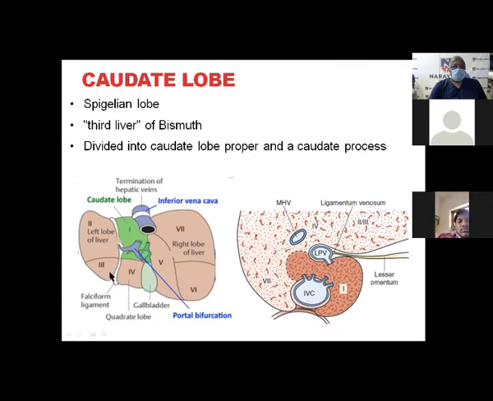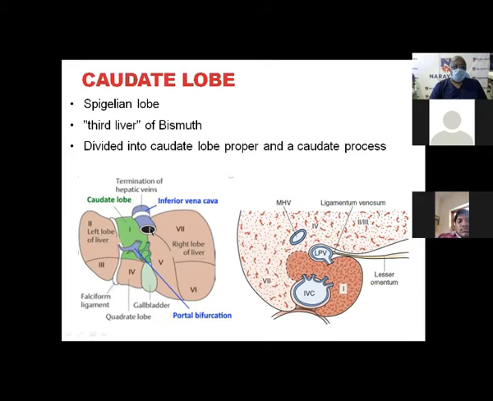2 and 3, 4, 1, 5. 6 is not 5 and 6. 7 is not shown here. This is 8. Then if they go a little above, you'll get 7. That is what it is. And that is the portal bifurcation. That is the bifurcation of the duct.